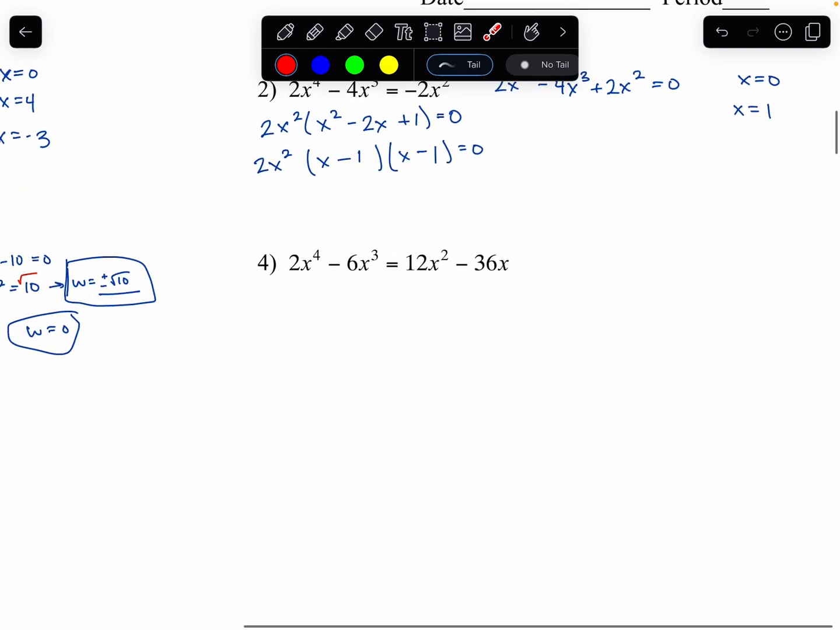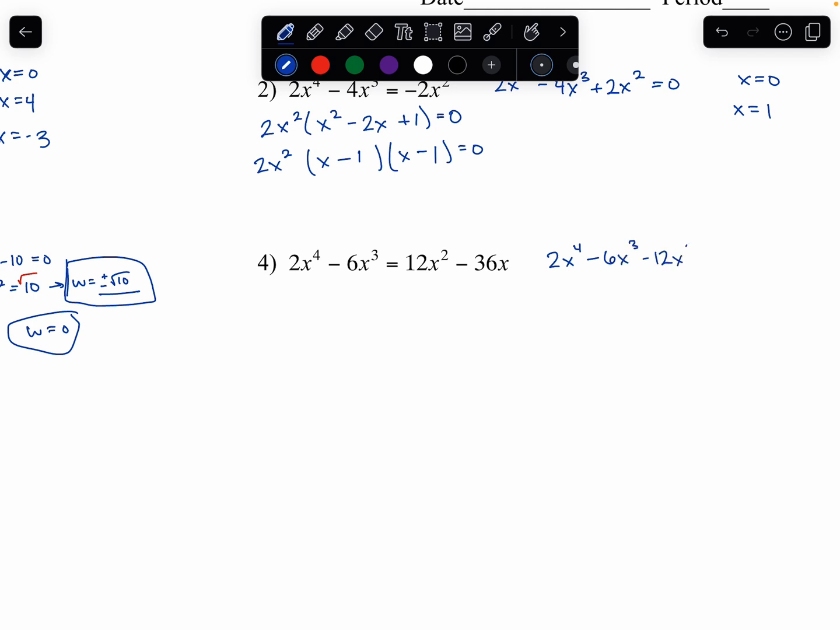Alright, so for 4, I see these terms over here. I'm going to move them over. So we get 2x to the 4th minus 6x cubed minus 12x squared plus 36x equal to 0. Did I get that right? Yeah. I can factor out a 2x, so take out 2x. I'm going to get x to the 3rd minus 3x squared minus 4x plus 9. That's going to be equal to 0.